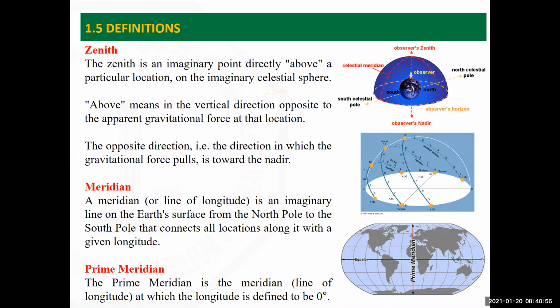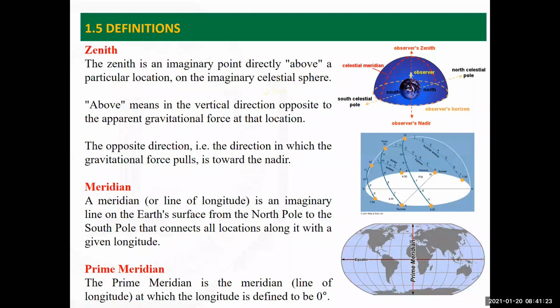Starting with the word zenith, which is an imaginary point just above us. It's the opposite direction to the gravitational effect. The gravitational is vertically down, this is vertically up. And it's an imaginary point, as I mentioned, above a particular location. Above means vertical direction opposite to the gravity or gravitational force.